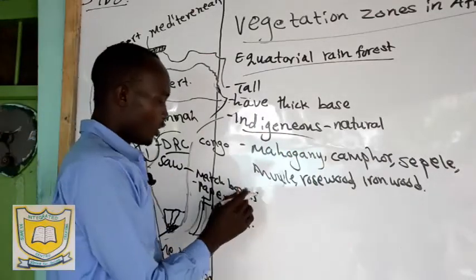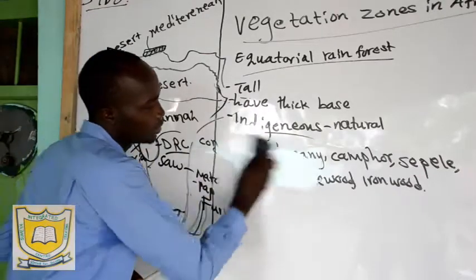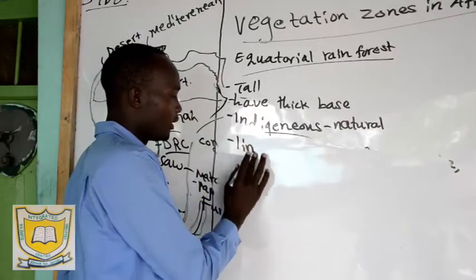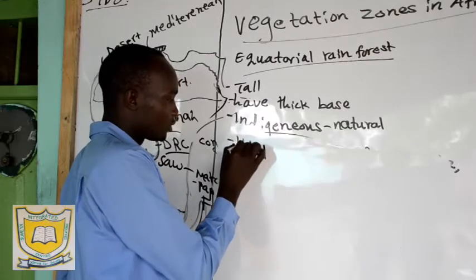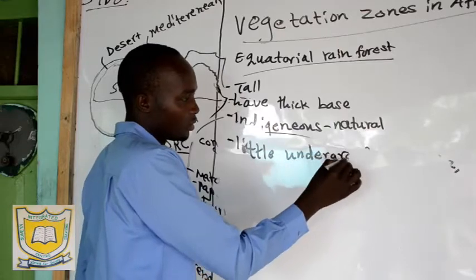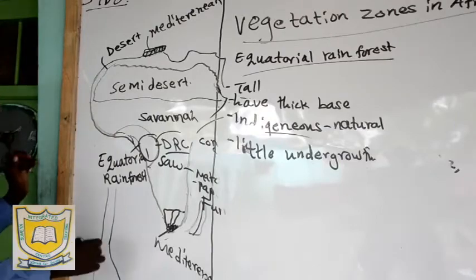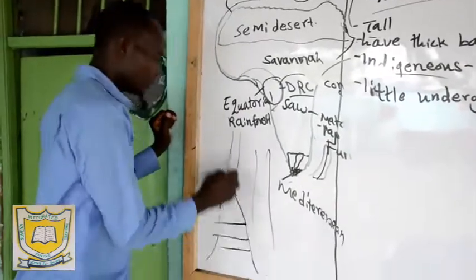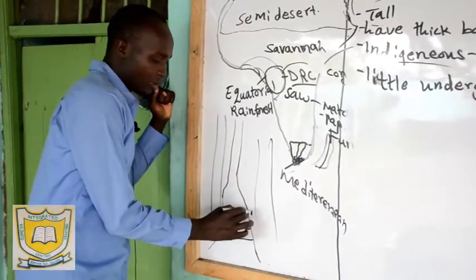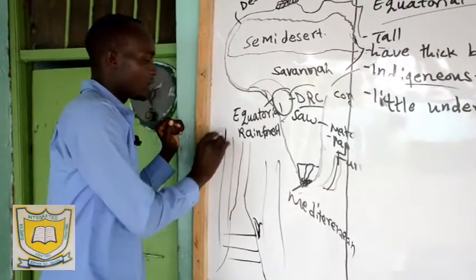Another one: in this forest we have little undergrowth. So what do we mean by undergrowth? For example, this is our forest, these are trees. When we talk about undergrowth, we are talking about small plants that normally grow between the trees in the forest. Remember in this forest, the trees are very tall.